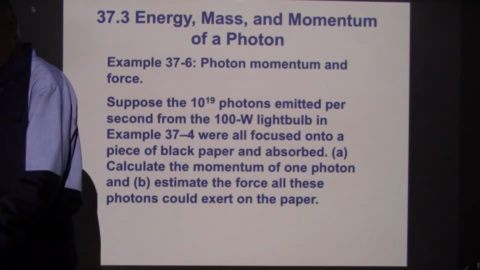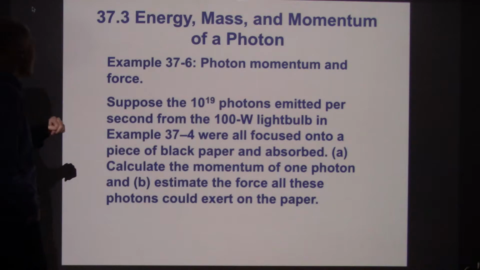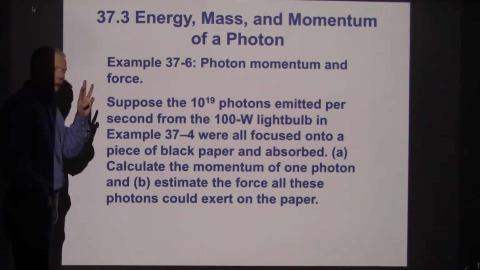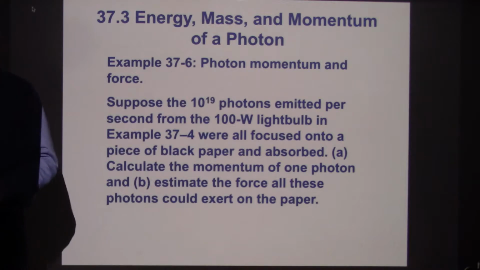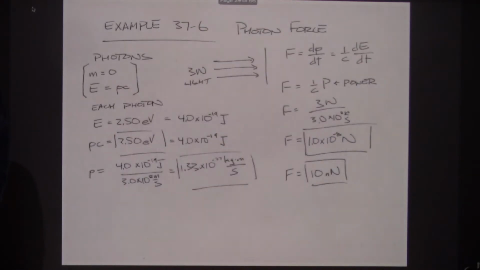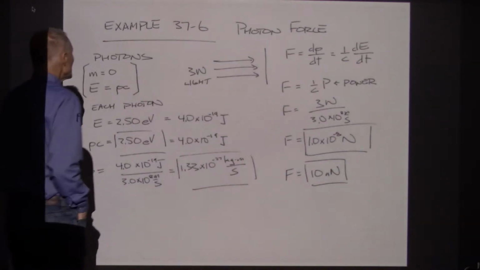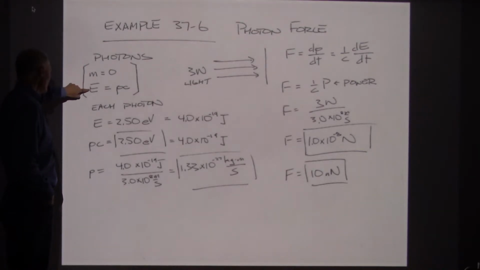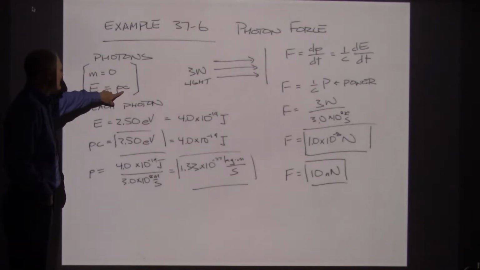Let's see, one more example here. Photon momentum. You guys remember our 100-watt light bulb where 3 watts was in the visible part of the spectrum? Okay, here we go. So here's a bunch of photons. They don't have any mass, but they do have energy and they have momentum.